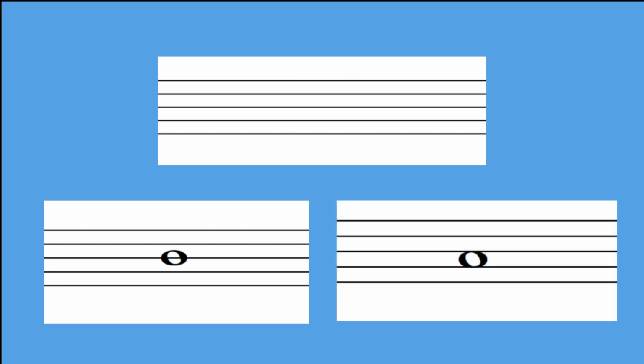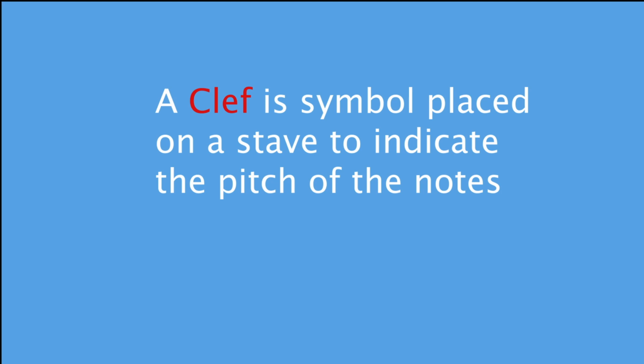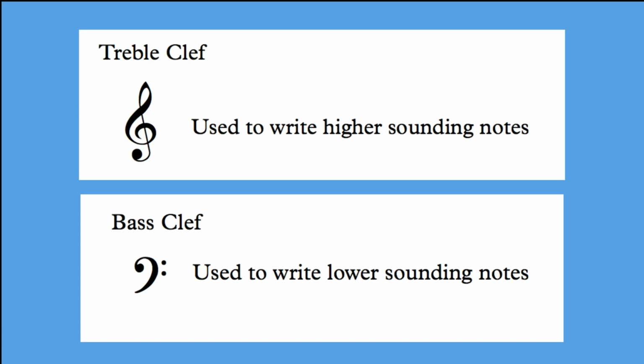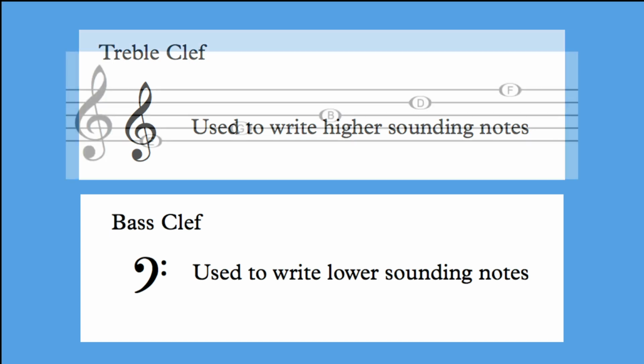The music stave consists of 5 lines and 4 spaces. If a note is on the line, take note that the line runs across the note, and if a note is on the space, the note fits in between the 2 lines. The first line is always at the bottom, as well as the first space. For us to know the position of the notes, we use what is called a clef. There are 2 types of clefs that we will learn at this point. The treble clef is used to write higher sounding notes, whilst the bass clef is used to write lower sounding notes. Here is the position of the notes in the treble clef.